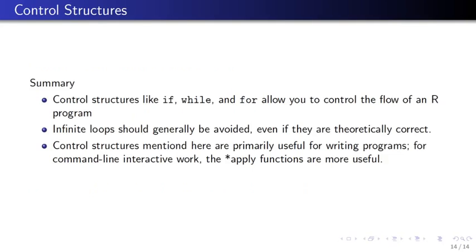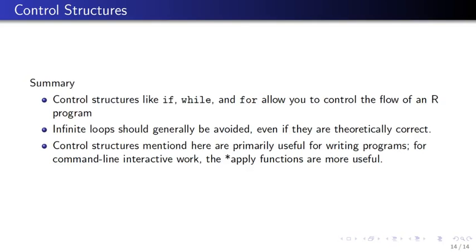So the basic summary is that control structures like if, while, and for allow you to control the flow of an R program. Generally speaking, while there are constructs that allow you to execute infinite loops, you generally want to be on the lookout for these kinds of things and to avoid them if possible, even if they are theoretically correct, because they can lead to some unpredictable behavior in programs.